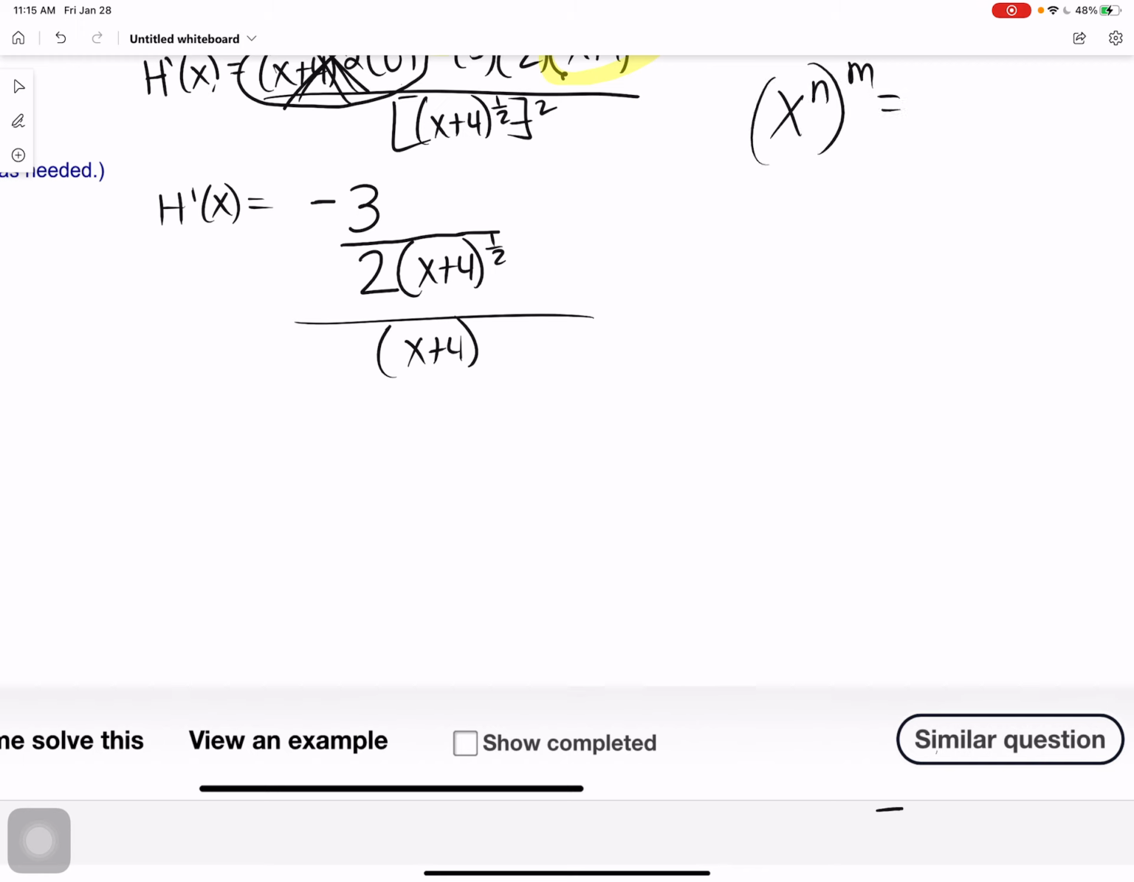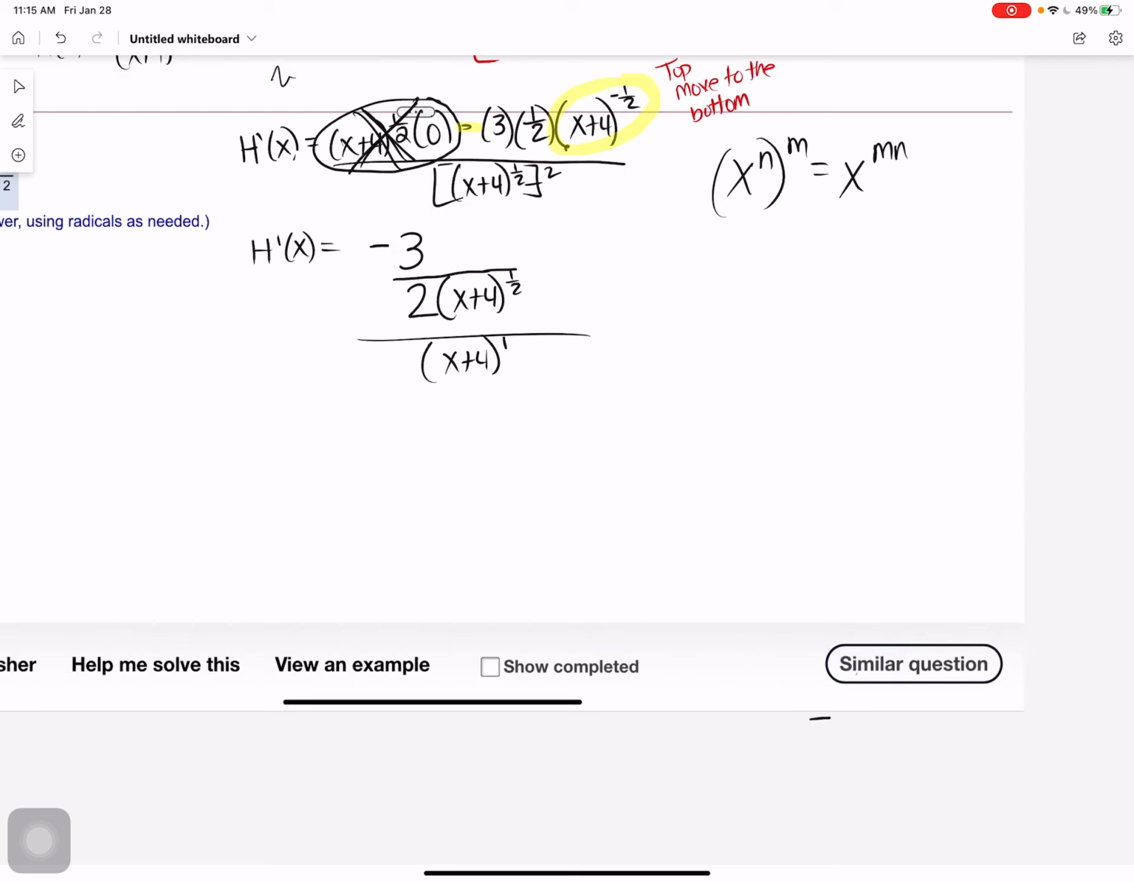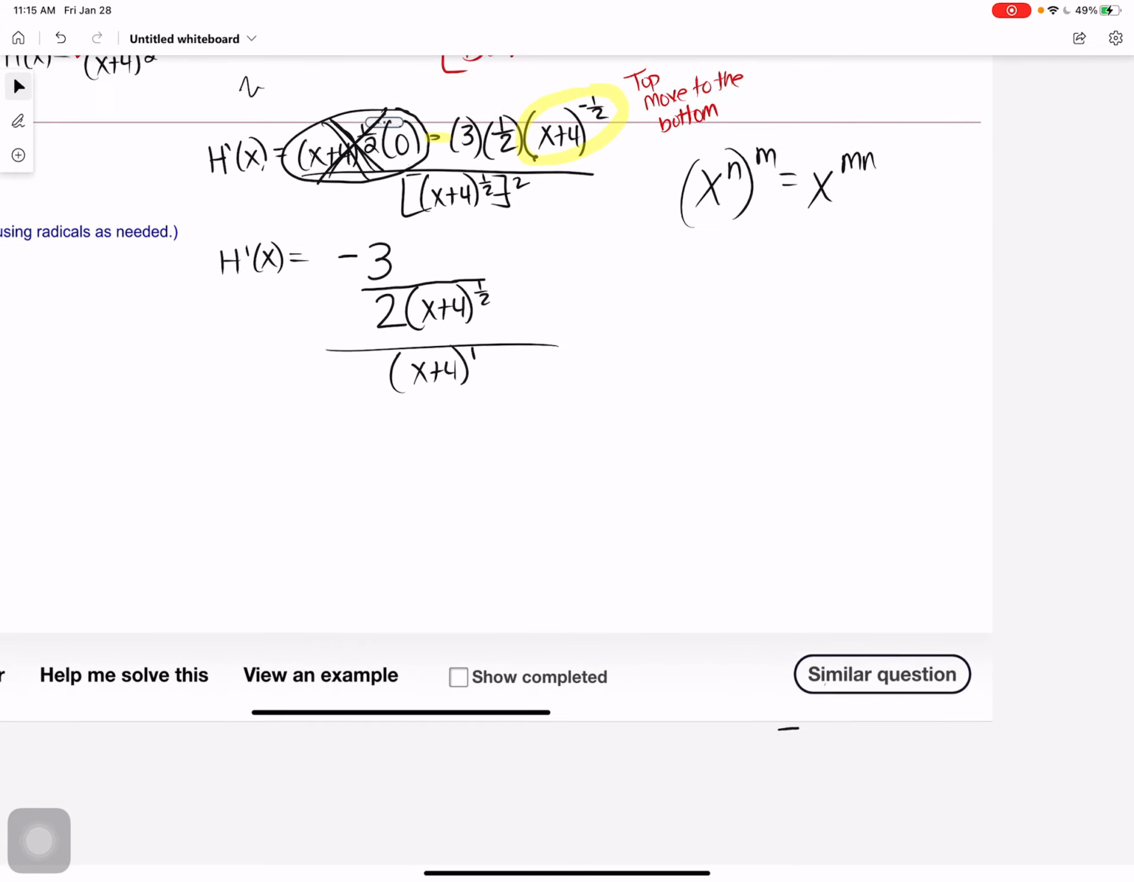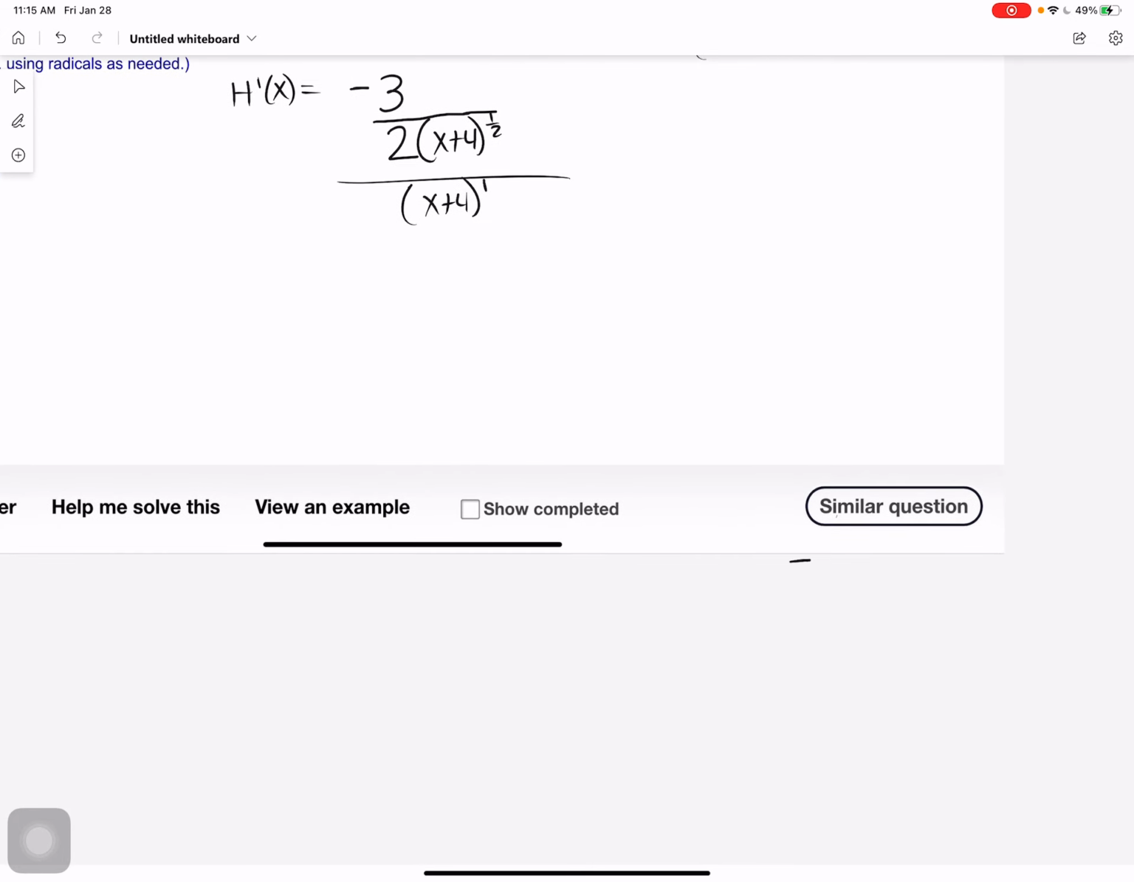Well, when you have a power raised to a power, what you do is you multiply those powers. So we have 1/2 times 2, which gives us 1. We're getting somewhere. We're simplifying this, right? It doesn't look quite as complicated. If I zoom out, you can tell it's not quite as complicated, or complex. But we don't want 2 fraction bars here.